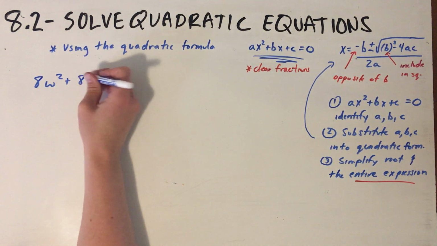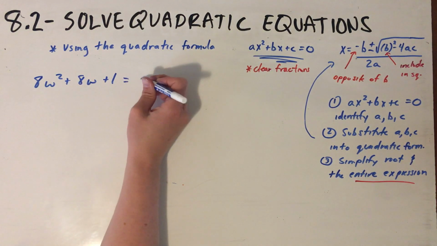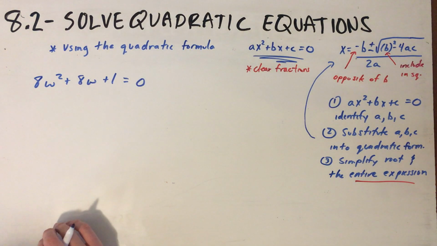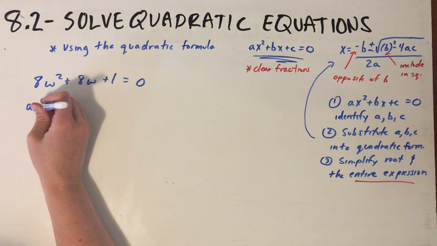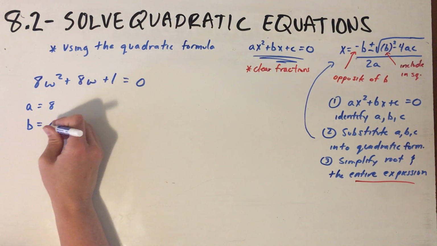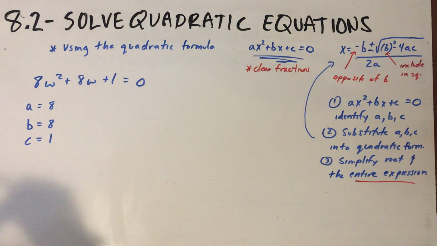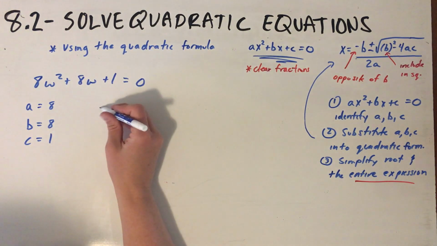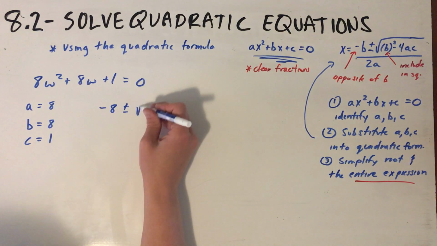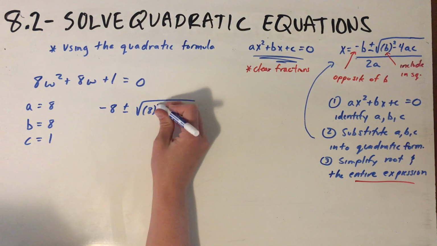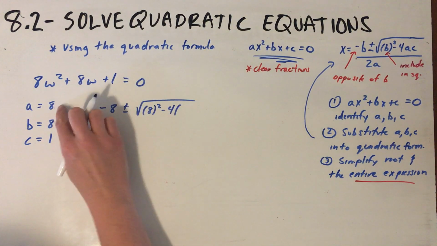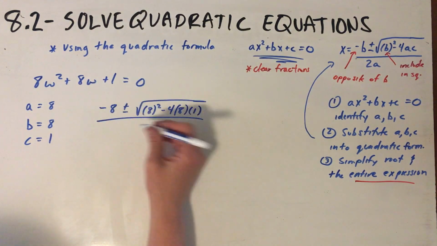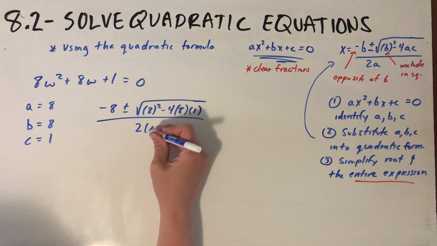8w squared plus 8w plus 1 is equal to 0. All right, well, this is already in this format for me, so life is good. A is going to be equal to 8, B is going to be equal to 8, and C is going to be equal to 1. So I'm just going to start plugging this in now and say that negative B, or the opposite of B, is negative 8 plus or minus the square root of 8 squared minus 4 times A, which is 8, times C, which is 1, all over 2 times A.